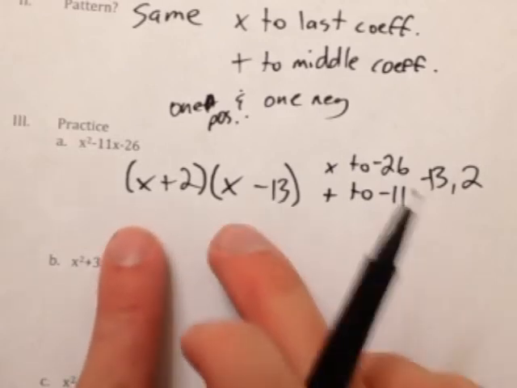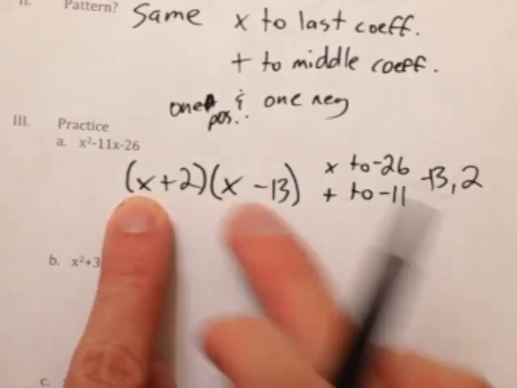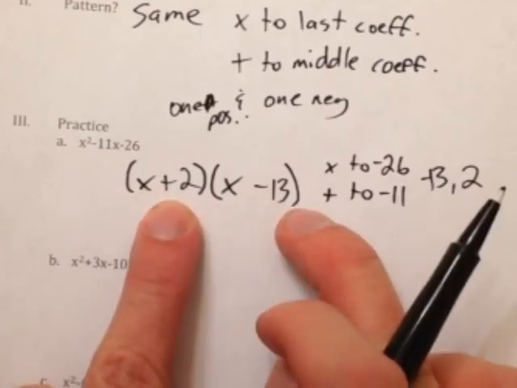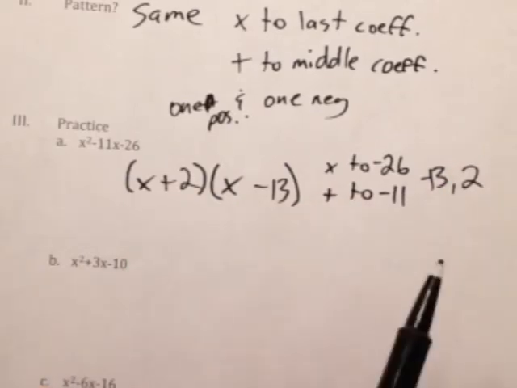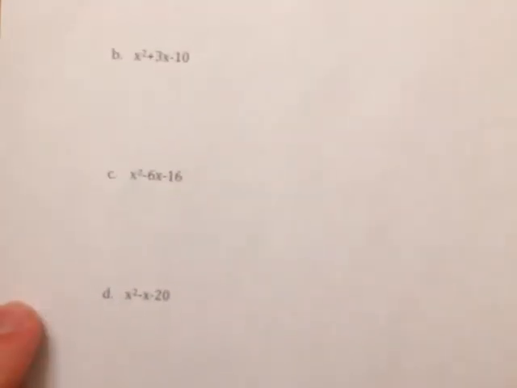I should check my answer. X times x is x squared. Then I get negative 13x and 2x. Those do make a negative 11. And 2 and negative 13 multiply to negative 26. So if I were to multiply it back out, I'd get right back here. Try the next three. See what you can do. Pause. And then come back.